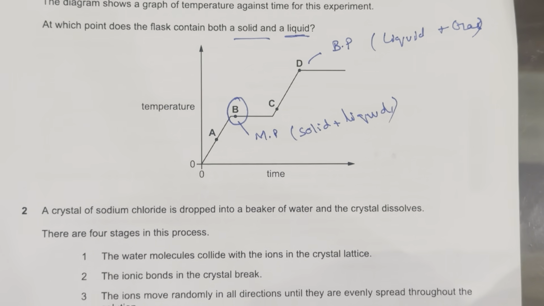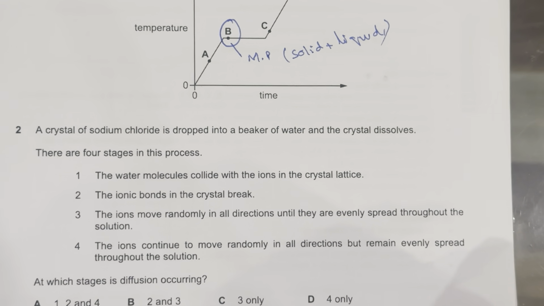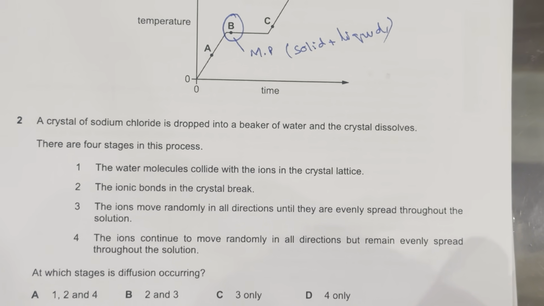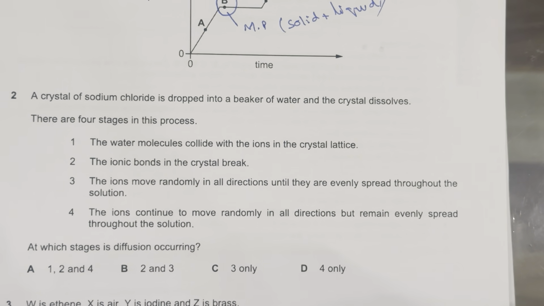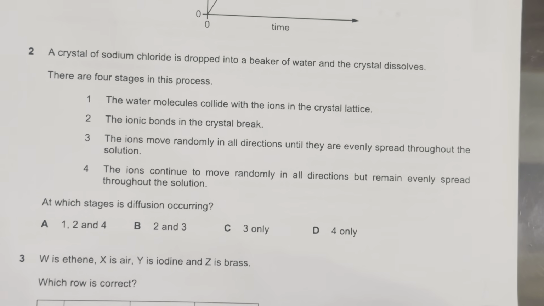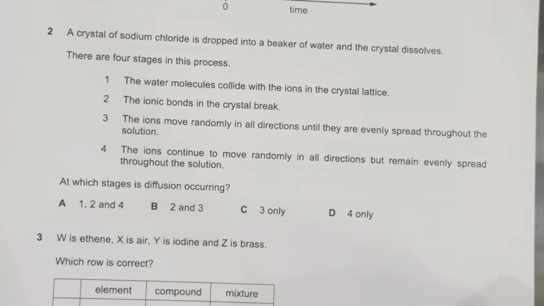Okay, now the next question is question number 2. A crystal of sodium chloride is dropped into a beaker of water and the crystal dissolves. There are 4 stages in this process. The number 1 is the water molecules collide with the ions in the crystal lattice.